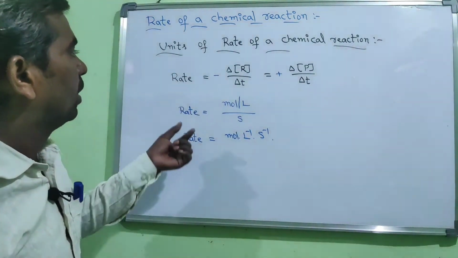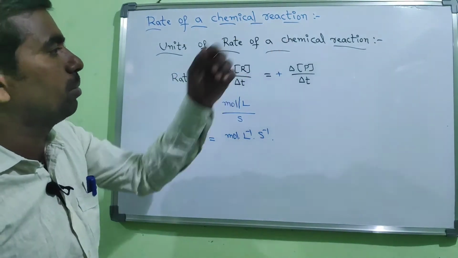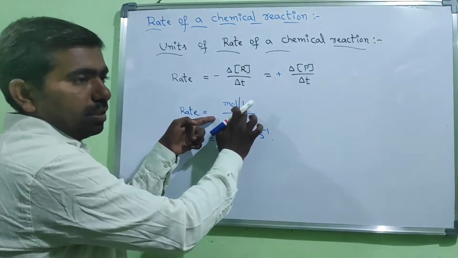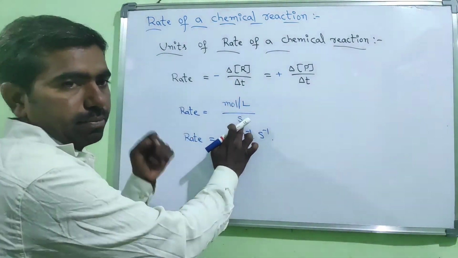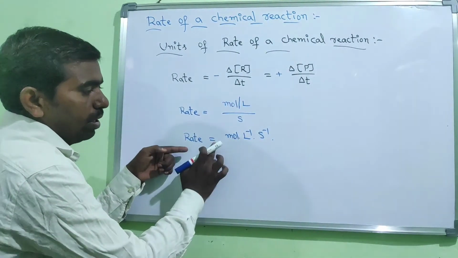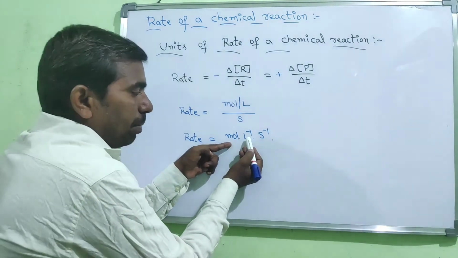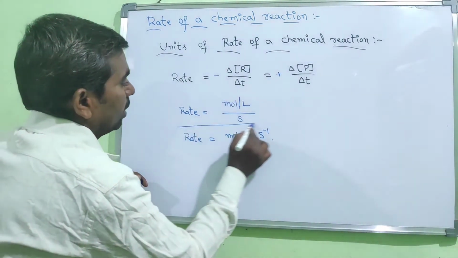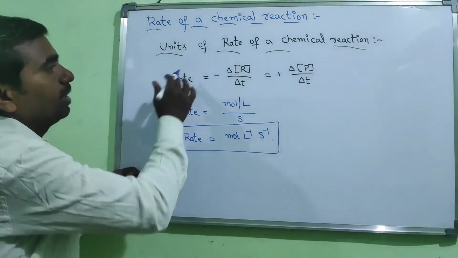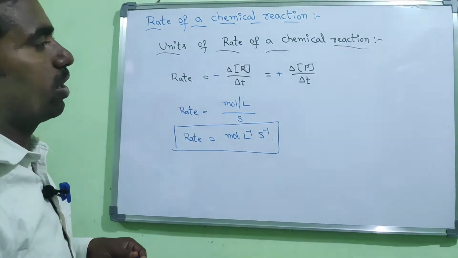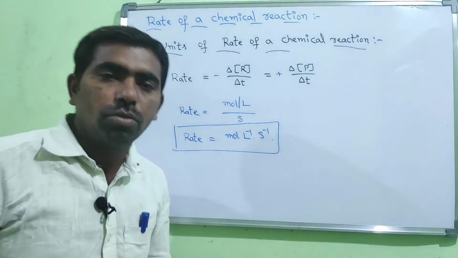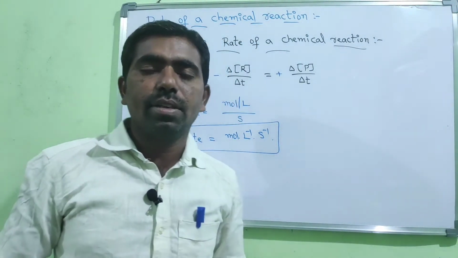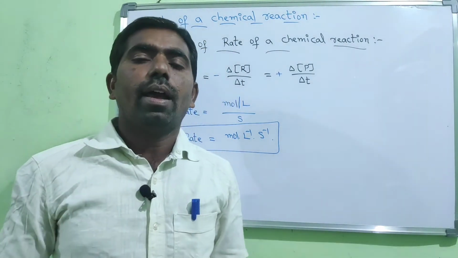So now I am writing the units for the rate of a chemical reaction as rate equals moles per liter divided by seconds. So now rate equals moles per liter per second. So these are the units for the rate of a chemical reaction. So this is about the concept of rate of a chemical reaction. In the next class we will discuss another topic.